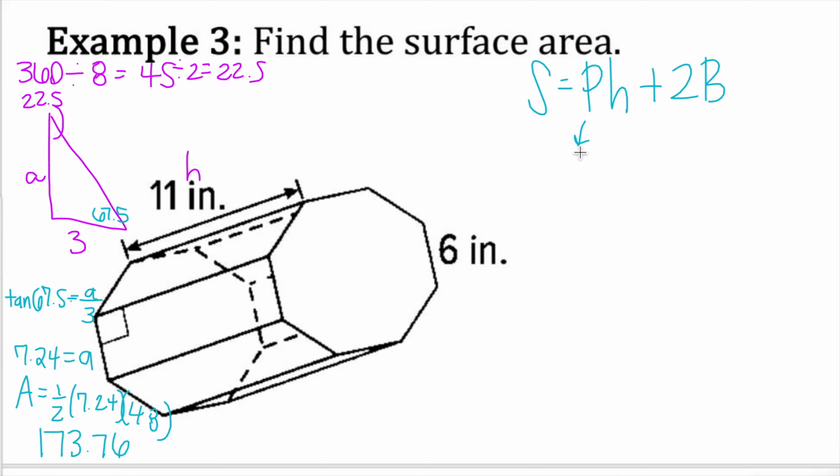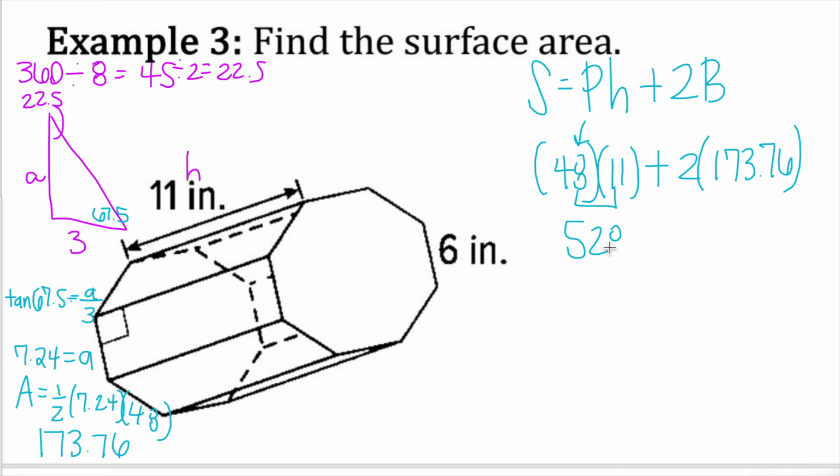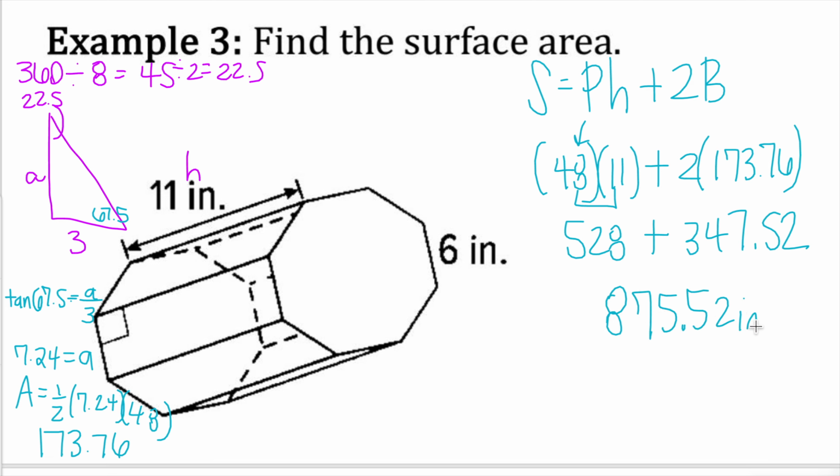Okay, so now when I come back to finding surface area, perimeter times height plus 2B, we're going to see the perimeter of my base is 48, the height of my prism is 11, and then plus 2 times the area of the base, 173.76. 48 times 11 I got was 528. 2 times 173.76 I got 347.52. Adding those two together, I'm going to get 875.52 square inches.